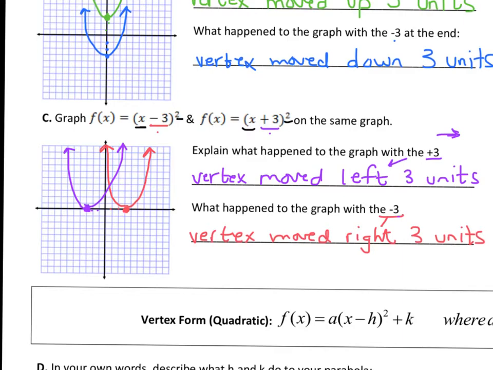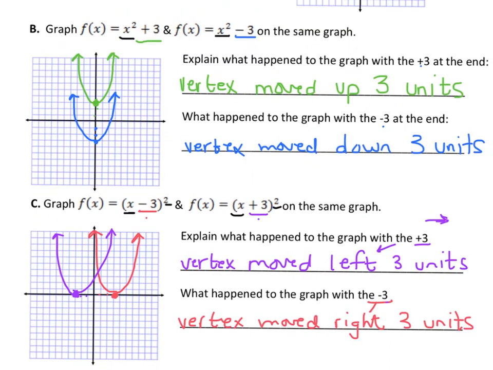When the numbers are outside the parentheses, like the examples up here, they move the way you think they would move. So the plus 3 moves up and the minus 3 moves down. So those are the 4 possible moves. Now let's put them all together.